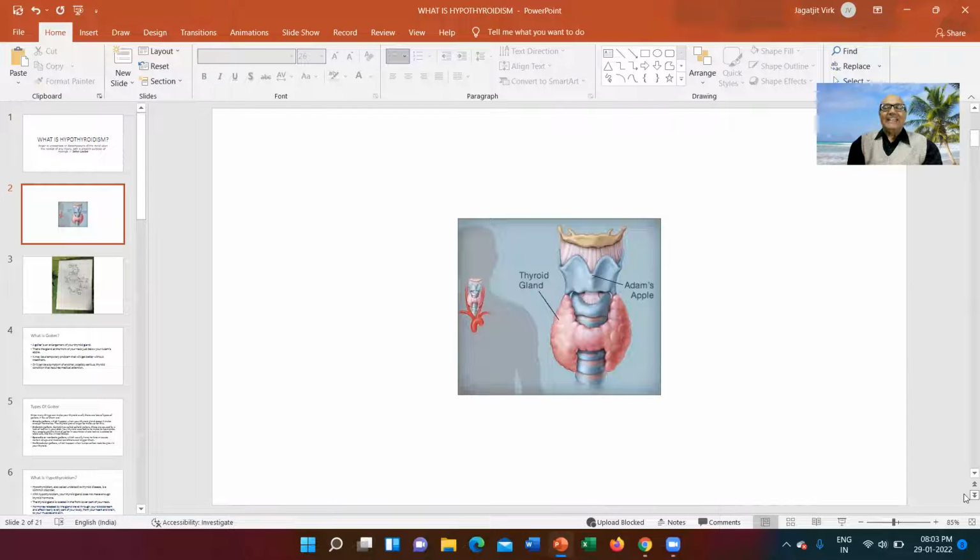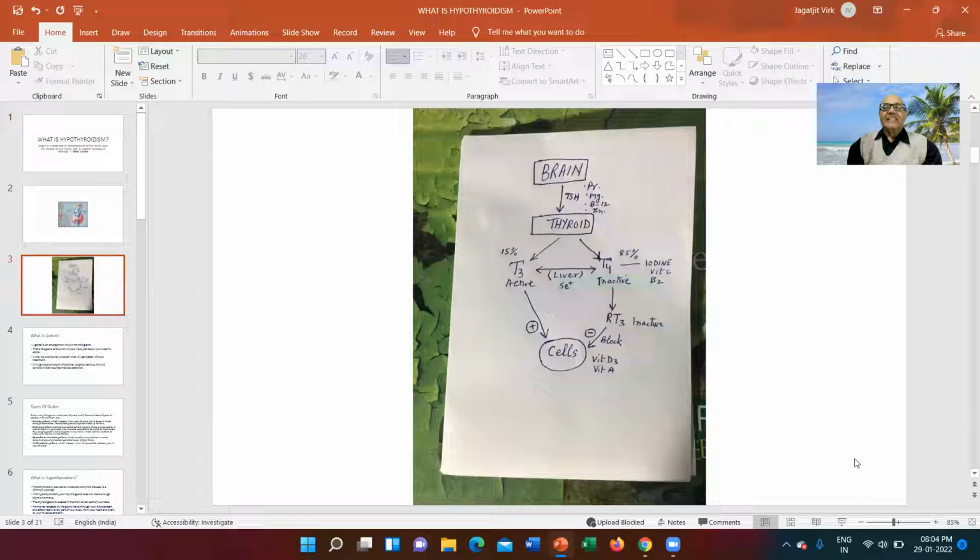Thyroid gland is in the front of our neck. This is the part of the neck, and this is Adam's apple, and below that this is a butterfly type thyroid gland. This is isthmus, and these are two parts, right and left.